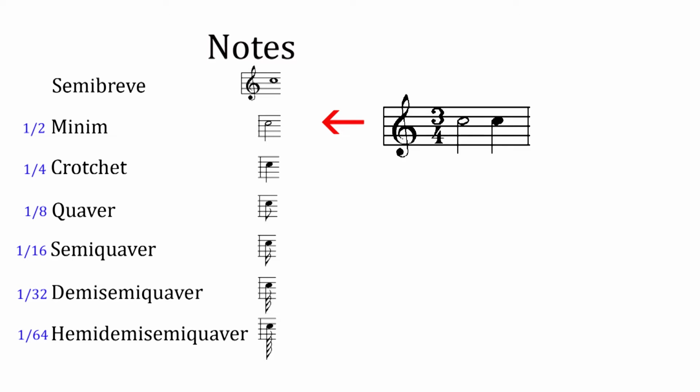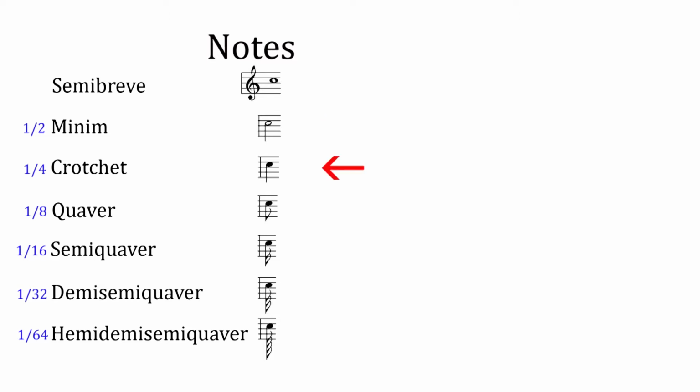But in 3/4 time it will last for 2 crotchets, which would be 2/3 of the bar, not half of the bar as in 4/4 time. The next note is the crotchet. The time signature would indicate how many of these make up the bar. The next note is a quaver, then a semiquaver, then a demi-semiquaver, then a hemi-demi-semiquaver, and there are smaller notes.